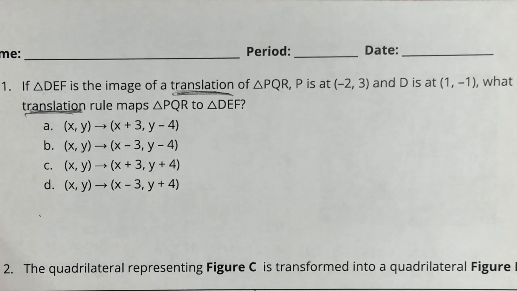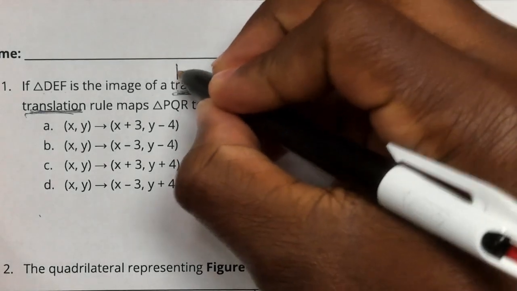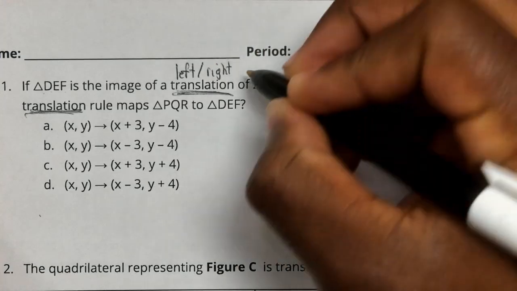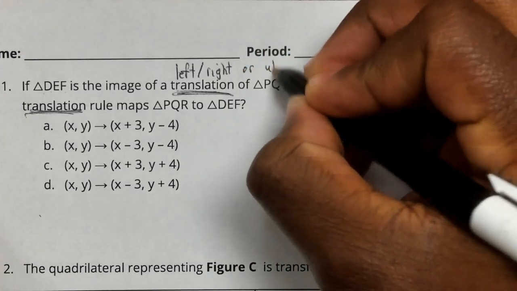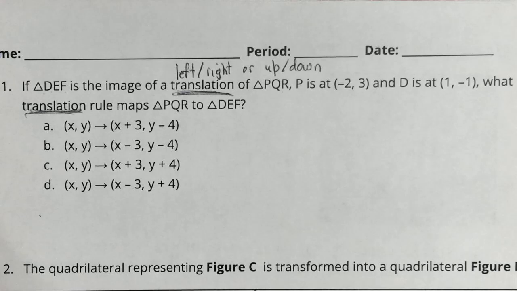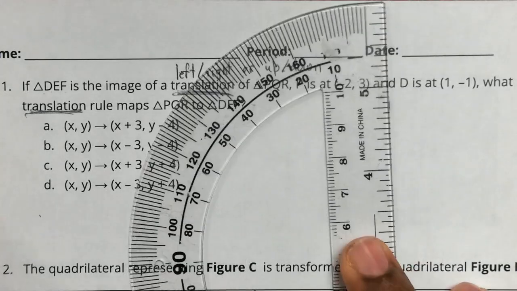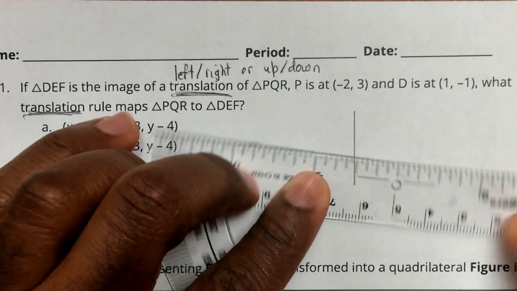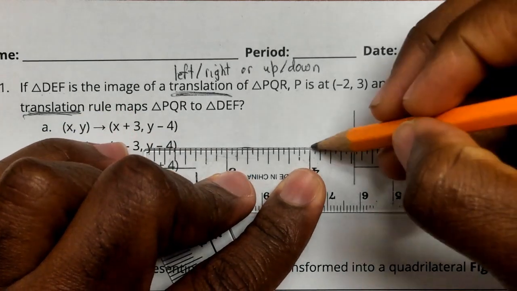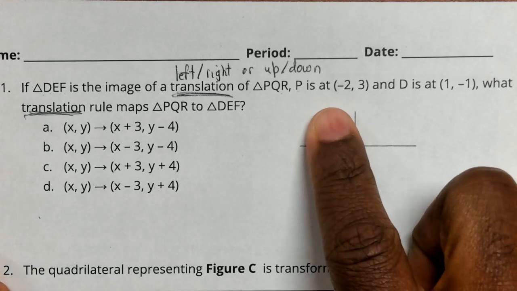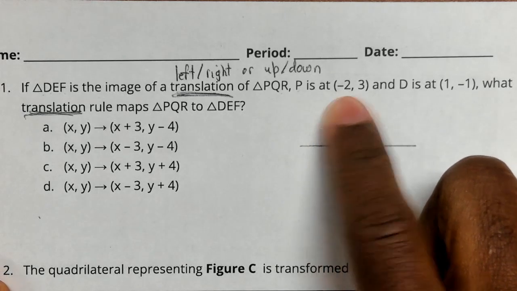So right here, guys, we know that we're doing some type of translation. The translation means that we're doing some type of left or right movement, or some up or down movement. So what we're gonna do, guys, is that we're gonna draw a makeshift graph, and we're gonna try to evaluate how are these points changing, because again we don't know the entire triangle, all we know is the points. So we know the point P, which is -2, 3.